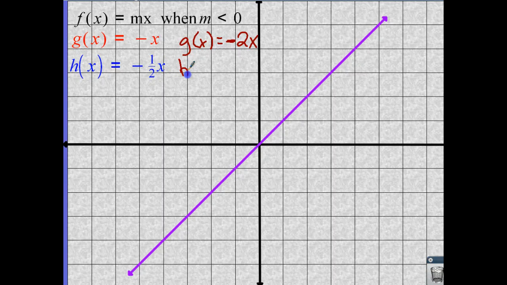And then if I have h of x equaling the negative tells me that we have a reflection, and the fraction tells me that it's a shrink. So in this case, it happens to be negative 1/2, or you might have a different fraction of negative 3/4. So again, that would be a shrink, but reflected.